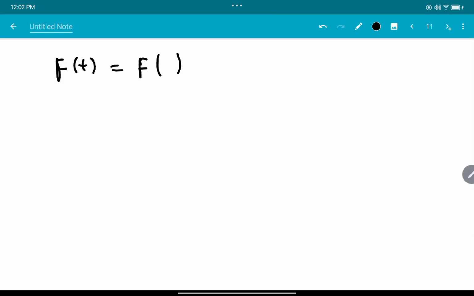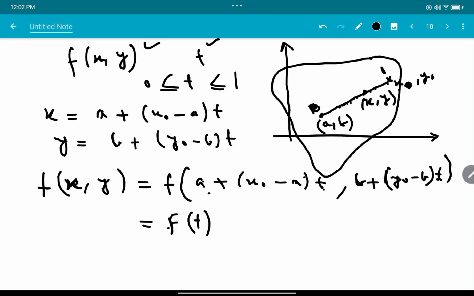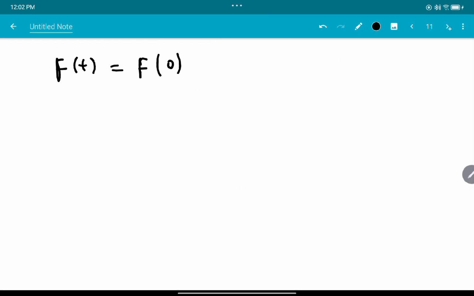What is the initial point here? The initial point is this point. And at that point, what is the value of t? The value of t is 0. So f(t) is equal to f(0) plus f dash, evaluated at the initial point, that is 0, divided by nothing, into x minus a. See, it is x minus a.